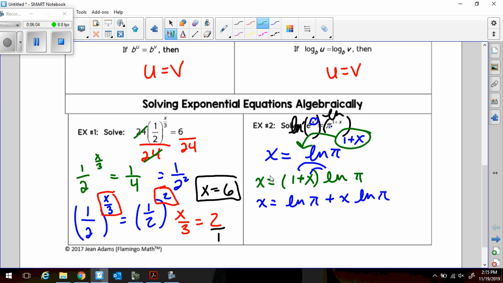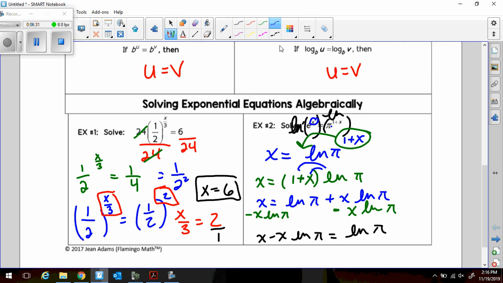I want all of my x's to be on one side. So I'm going to subtract this term to move it to the other side. Minus x natural log of pi. Whatever I do to the right, I have to do to the left. Minus x natural log of pi. I'm trying not to skip too many steps. So this is what I have so far: x minus x natural log of pi equals, the right hand side still has a natural log of pi.